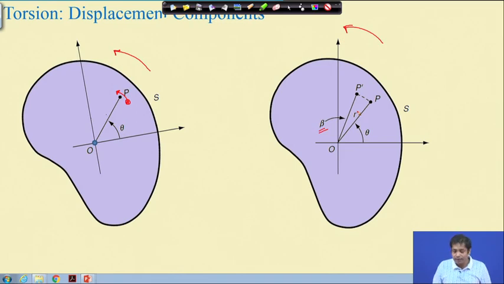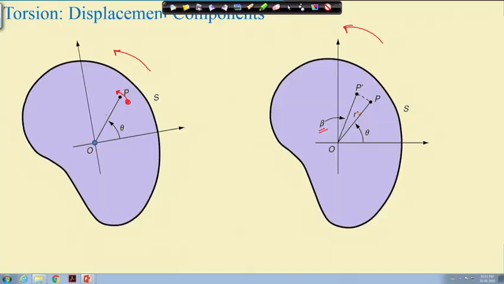Okay. Now, once we define the rotation like this, let us see what displacement components we have, what the expressions of those displacement components are, how they are related with each other, and how they are functions of x, y, z. Let us find that out.